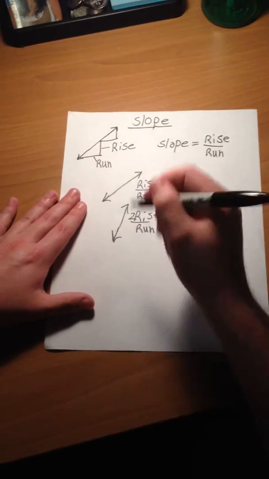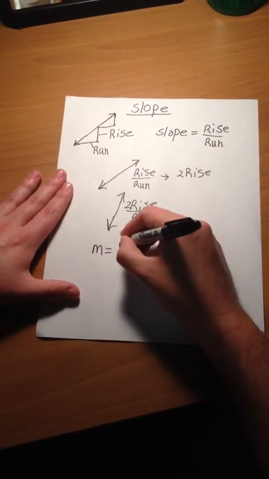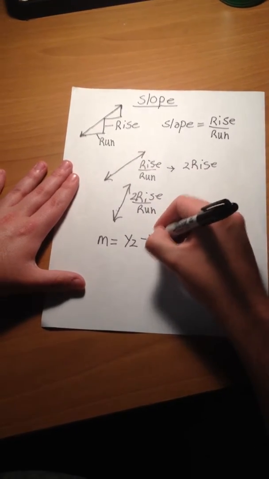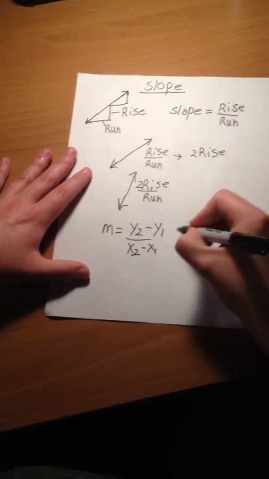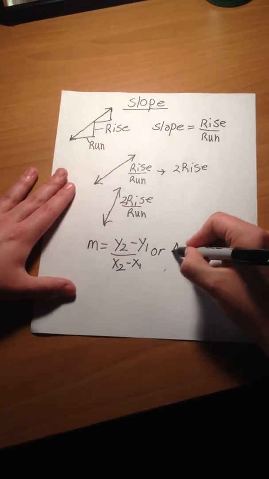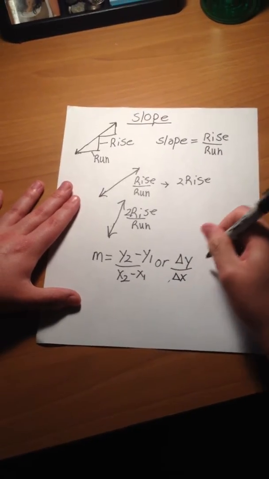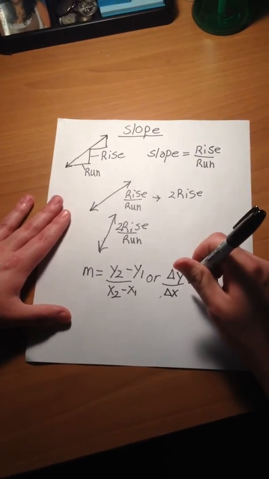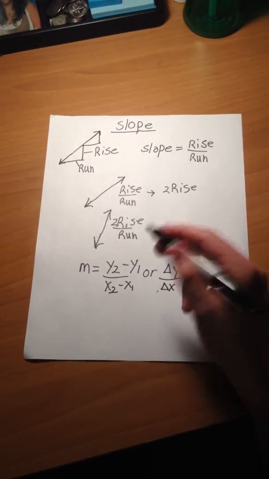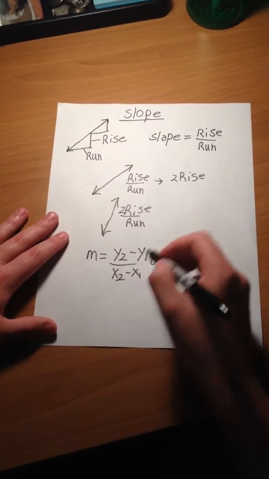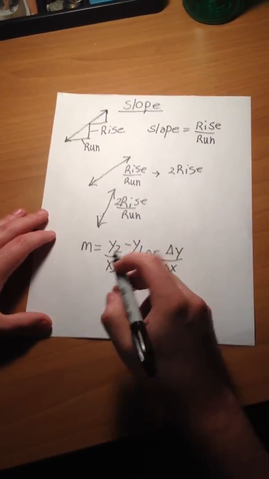And the equation for writing a slope is m equals y2 minus y1 over x2 minus x1. Or it can be written as delta y over delta x, which basically just means the change in y divided by the change in x. And for some examples of this, I will show that this can be done with any set of number points on any given line.